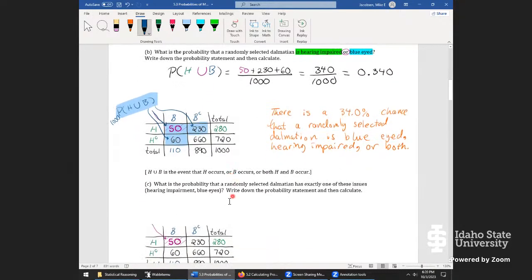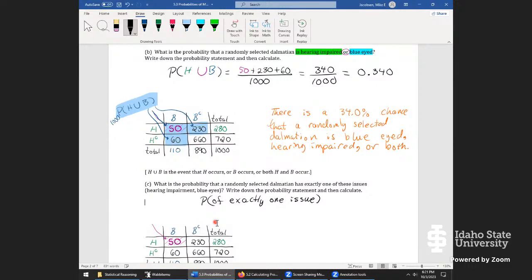Well, let's try this again. We have a follow-up question down below here. It says for part C, what is the probability that a randomly selected Dalmatian has exactly one of these issues, hearing impaired, blue eyes? But they mean here not both if they say exactly one. So I'll say probability of exactly one issue.